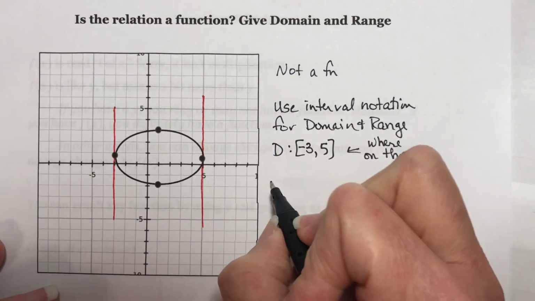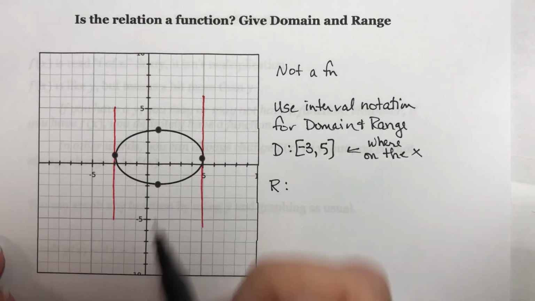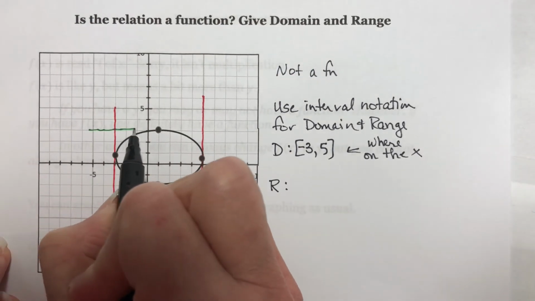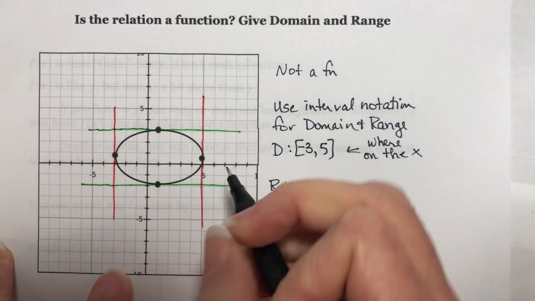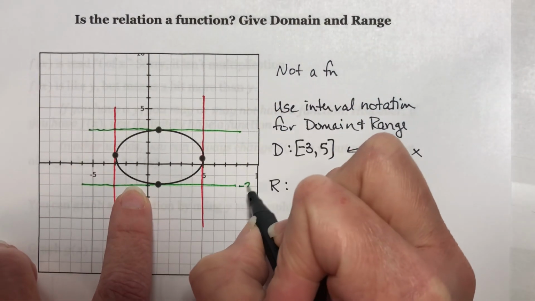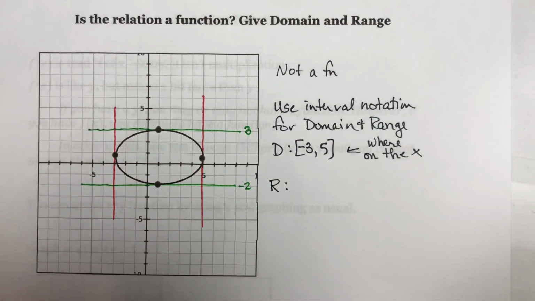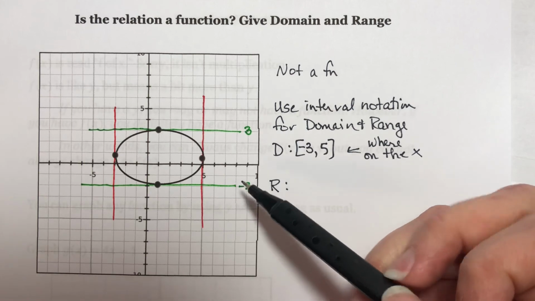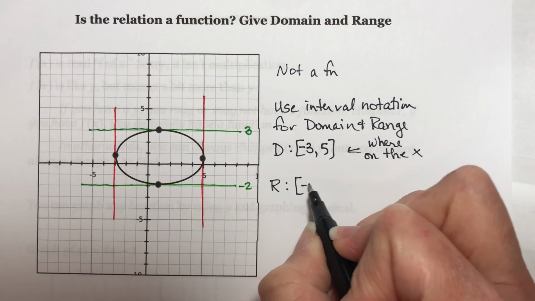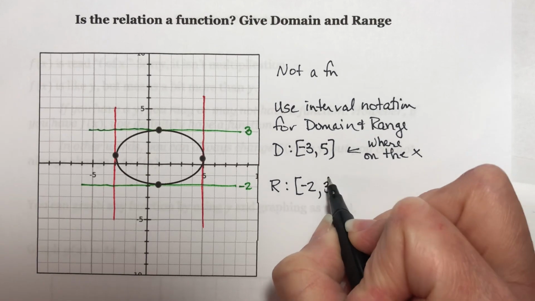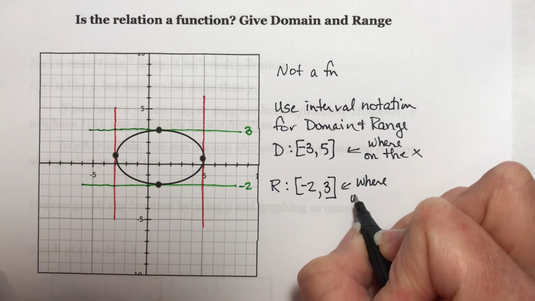Now for the range, it's the same thing but with y, okay? Where is this on my y-axis? My whole graph is between here and here, which would be at -2, and that is at 3. Now we have a tendency to put the top number and then the bottom number, but these need to be in numerical order. So you definitely want to put -2, 3. And this is where on the y.